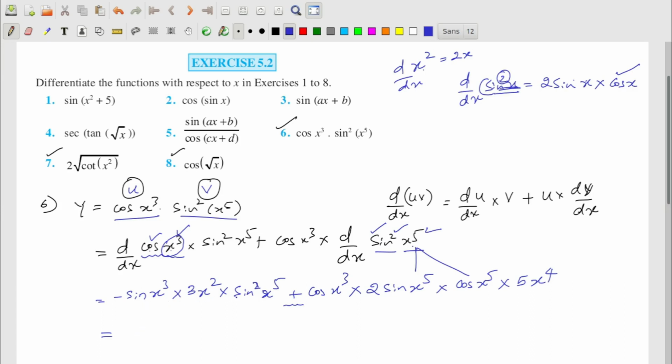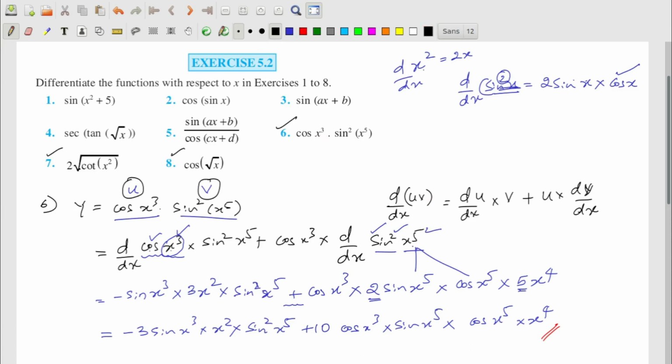So here we have one constant, I will write it as minus 3 sin of x cube into x square into sin square x raised to 5. Okay, and then here we don't have any negative sign, and then we have 2 here, and then we have 5 here. 5 2s are 10 cos of x cube into sin of x raised to 5 into cos of x raised to 5 into x raised to 4. Okay, so this is the required derivative of cos x cube and then sin square x raised to 5.